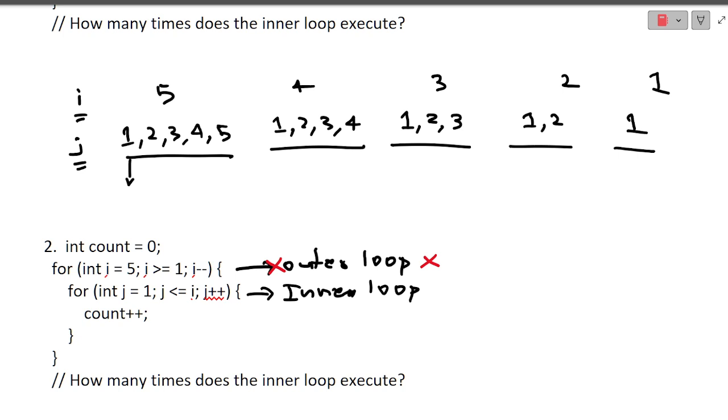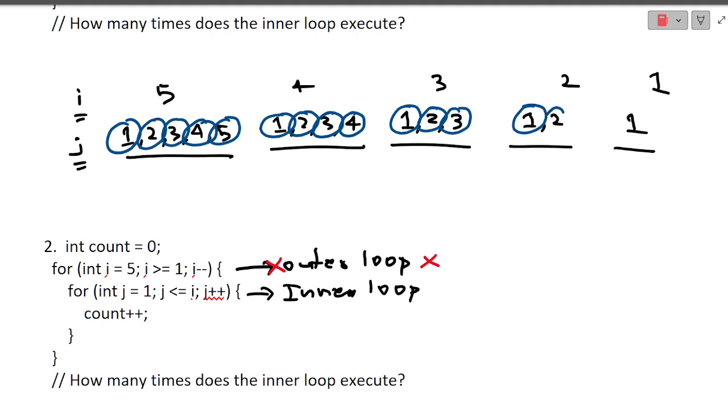So it will be 1. So let me count. Just let me put a circle and count. This is 1, 2, 3, 4, 5, 6, 7, 8, 9, 10, 11, 12, 13, 14 and 15. So here j is my inner loop. So it is working till 15 times.